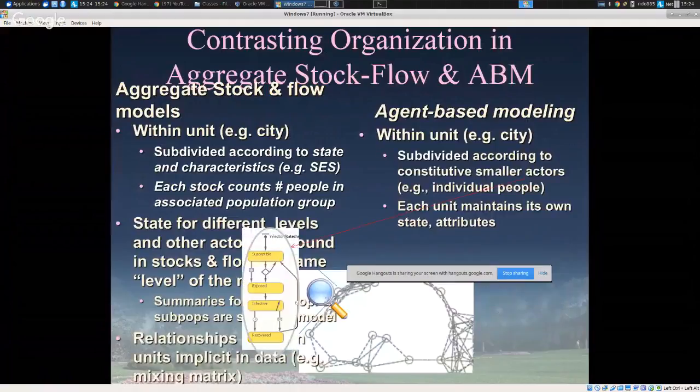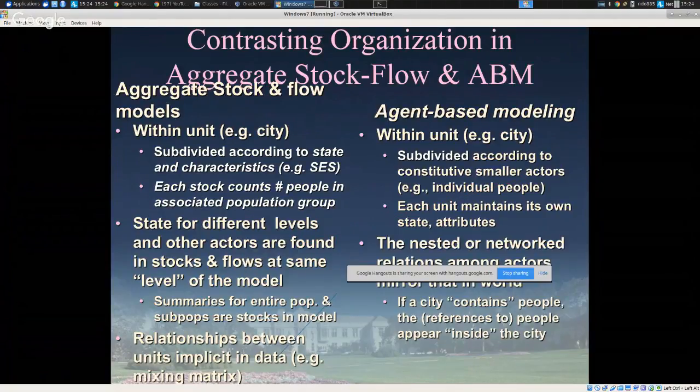And we will have each unit maintaining its own attributes. So here, the subdivision is different. We subdivide over in system dynamics according to state and characteristics. Over in agent-based model, we subdivide according to the individual people. And each unit maintains its own state, whereas in system dynamics, each stock maintained the count of people.